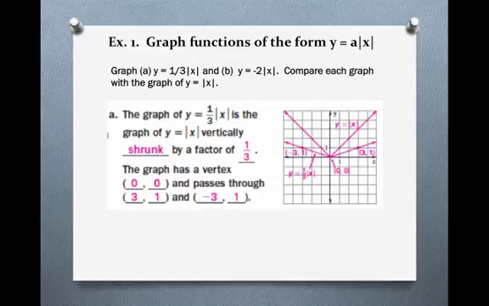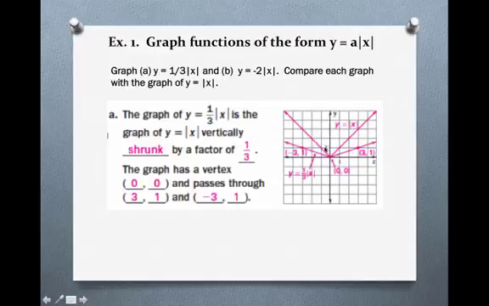So for example 1, we're going to graph (a) y equals 1/3 absolute value of x and (b) y equals negative 2 times absolute value of x, and we're going to compare each graph with the graph of y equals absolute value of x. So the first thing we want to do is draw y equals absolute value of x, and that is this V-shaped graph that goes through (0, 0), and then to the right of (0, 0) is the line y equals x, and to the left it's this portion of the line y equals negative x.